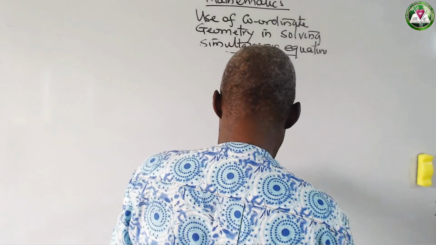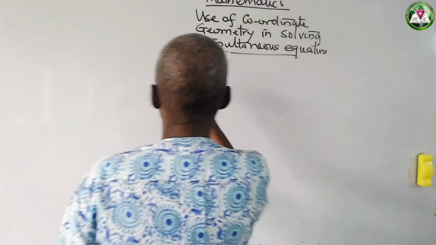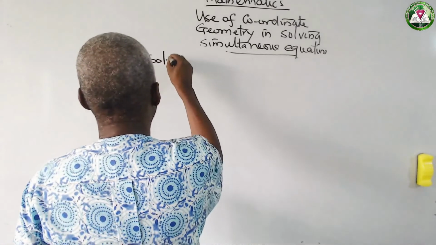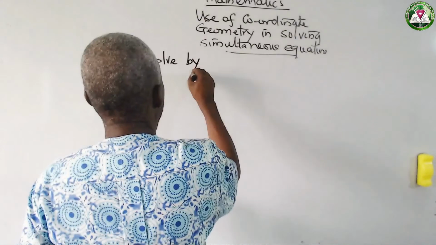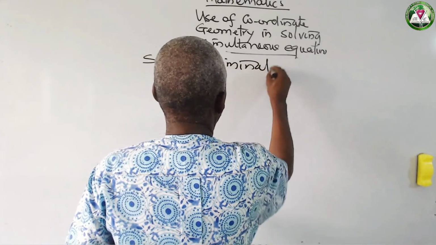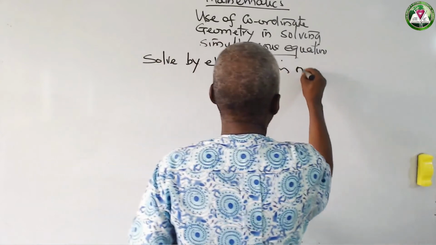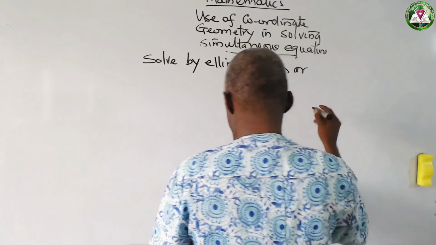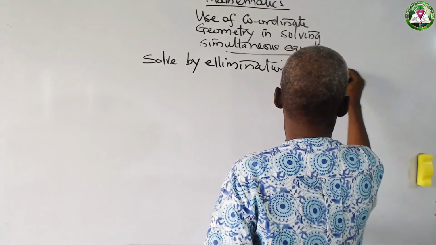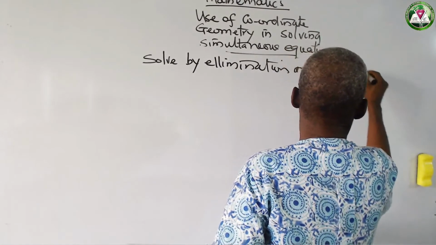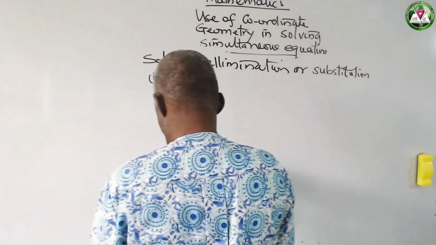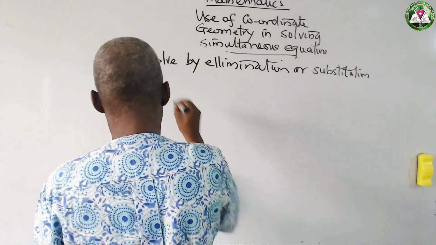You are to solve this by any method. Solve. Not graph. Oh, graph is difficult. Solve by elimination or substitution. Number 1. No, A. Not 1. A.